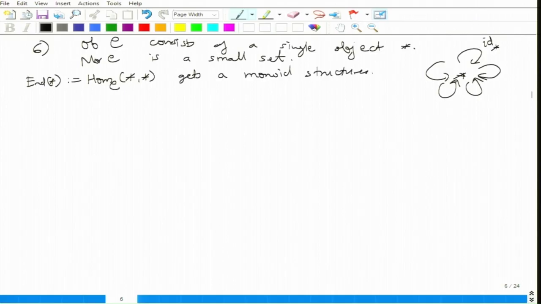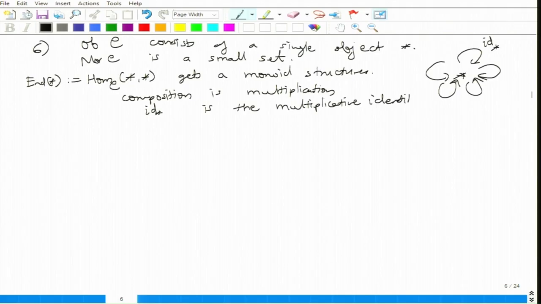Composition is multiplication. Composition in the category is multiplication. And identity is the multiplicative identity. So, take a moment to understand what's happening. This is a single monoid thought of as a category.